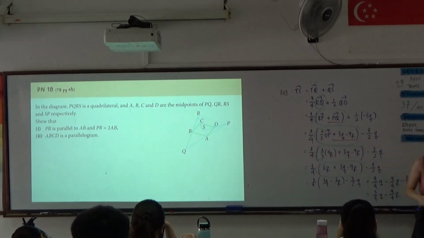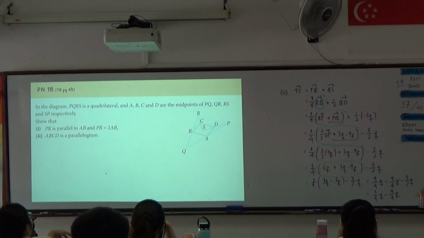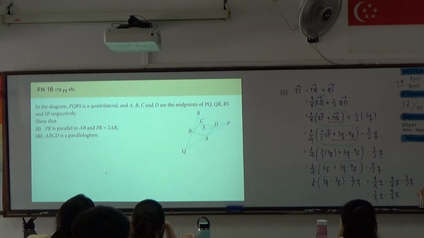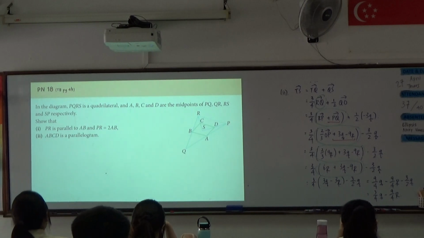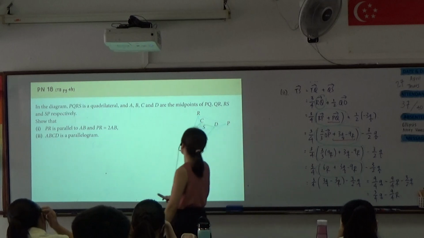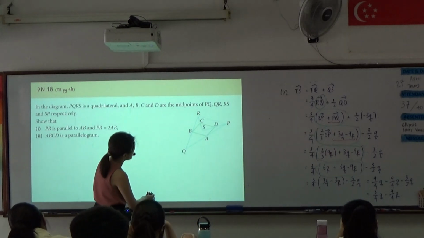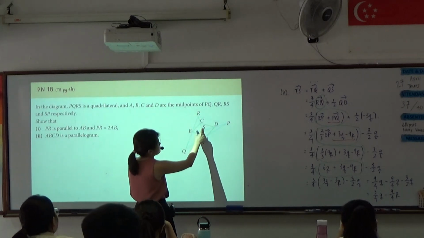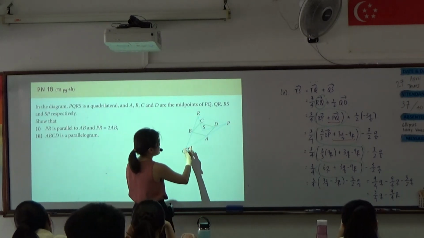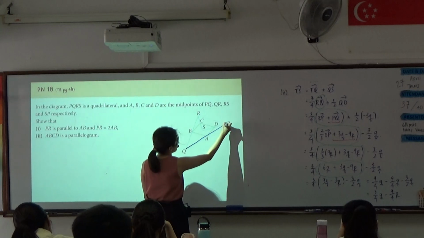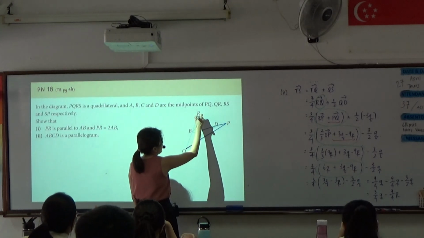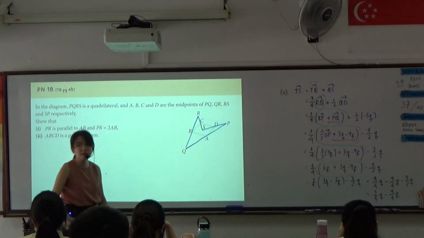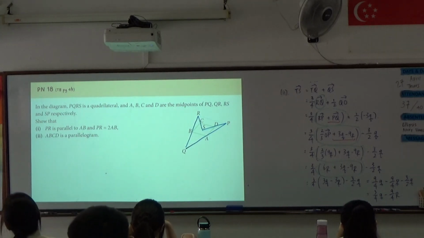Okay, so this one is not that easy, right? And it's not intuitive because there's no vectors given to you. So you're given a diagram and told that PQRS is a quadrilateral. And PQRS is actually PQRS over here. It may not look like your conventional quadrilateral, but it is still a four-sided figure, and all four-sided figures are called quadrilateral.